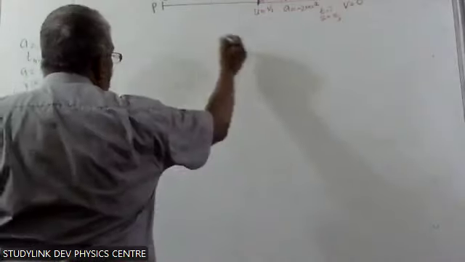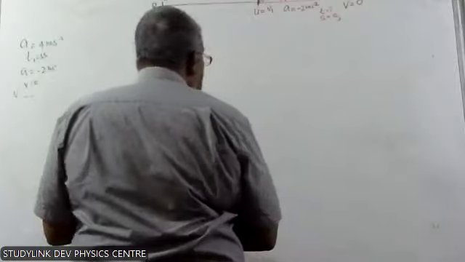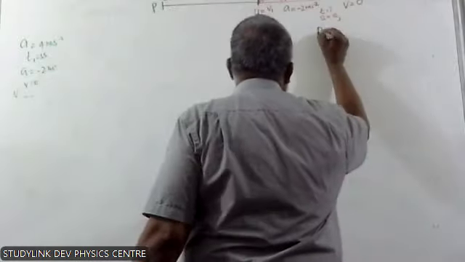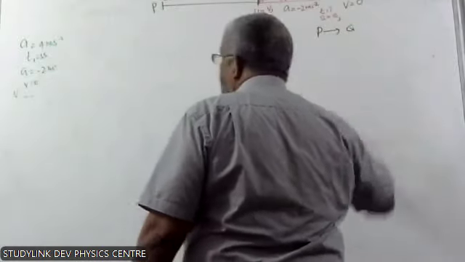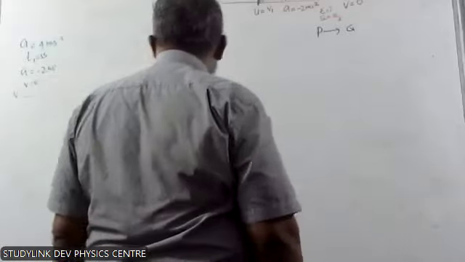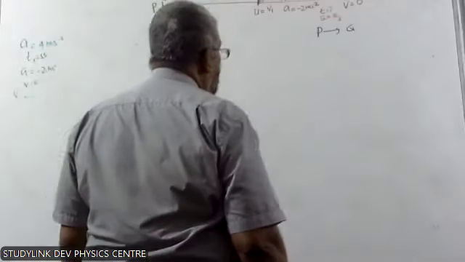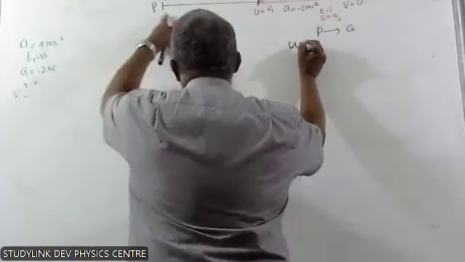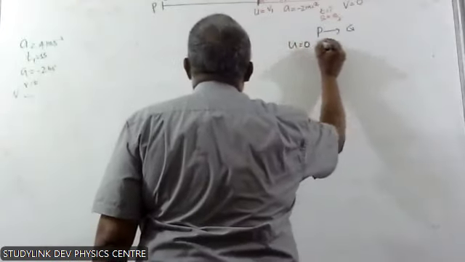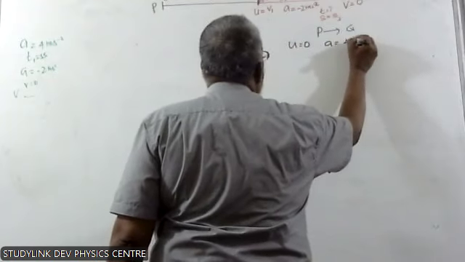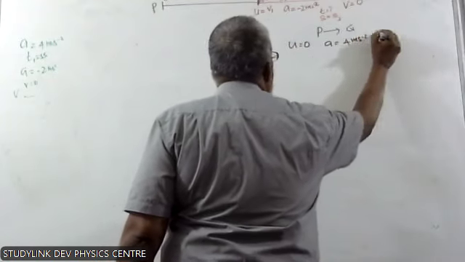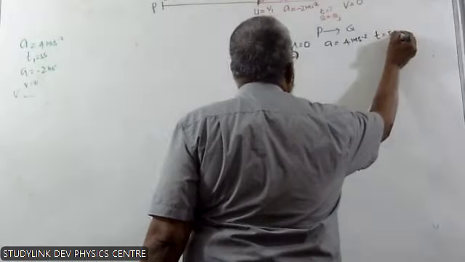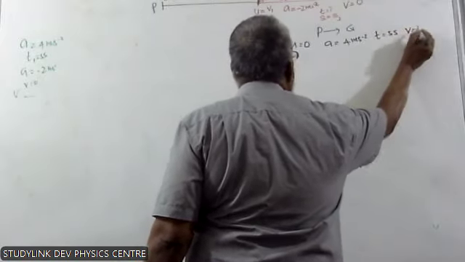From P to Q, first we'll consider P to Q. We have to find the velocity. U is equal to 0, A is equal to 4 ms⁻² and T is equal to 5 seconds. V we have to find.